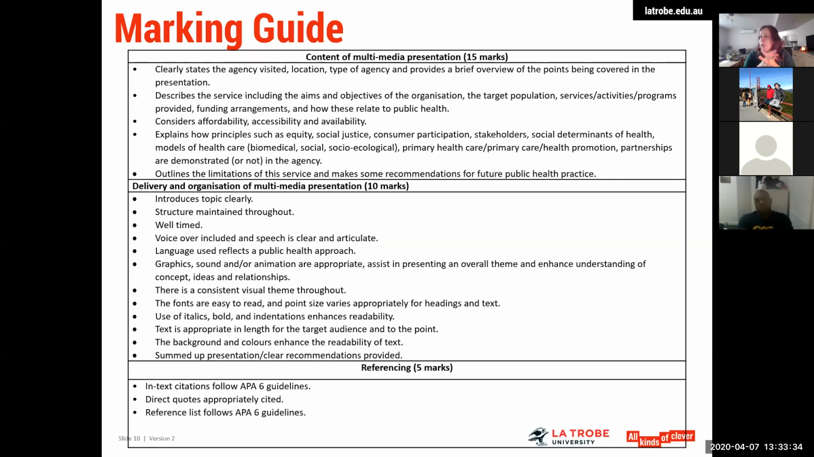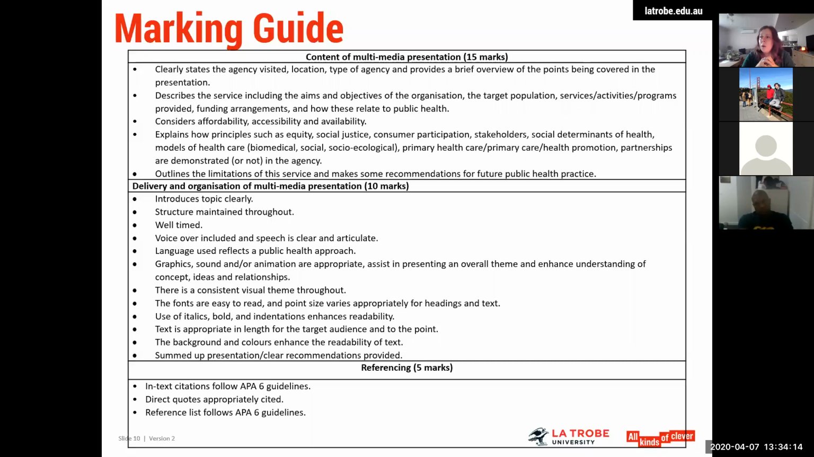The marking guide. So there's essentially three criteria that we're marking you on. The first is around the content of the multimedia presentation, which overall is worth 15 marks. What we're looking for is, just as I've gone through with you, that you clearly state the agency, the location, the type of agency, and provide a brief overview of the presentation, so that introduction. That you describe the services, including aims and objectives, their target population, their activities, their funding arrangements, and you discuss how these relate to public health.